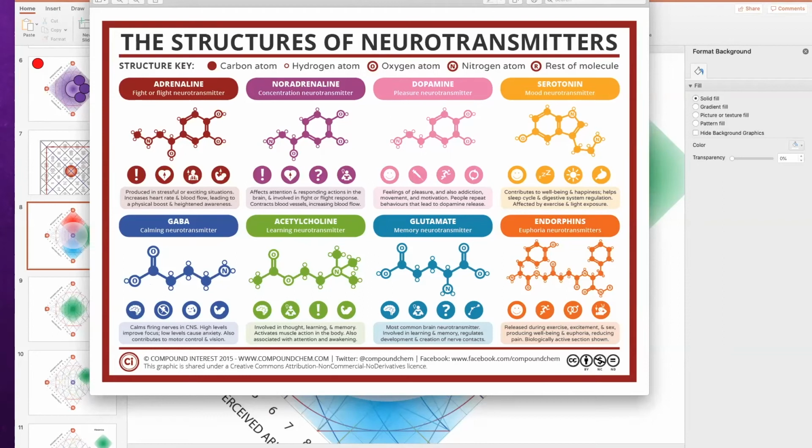Acetylcholine is a learning neurotransmitter. I'll give you a heads up now: the real question is going to be, what do we mean by learning? And if learning takes different forms under different circumstances, are they all supported by acetylcholine, or is something else going on? Acetylcholine is involved in thought, learning, and memory. It activates muscle action in the body, also associated with attention and awakening. Just based on that description, I hear a lot of mid-grid stuff going on, and some upgrid maneuvering kinds of things, like increasing attention, increasing awakening, activating muscle action. That all feels like an upgrid response, but not necessarily being upgrid, you know what I mean?